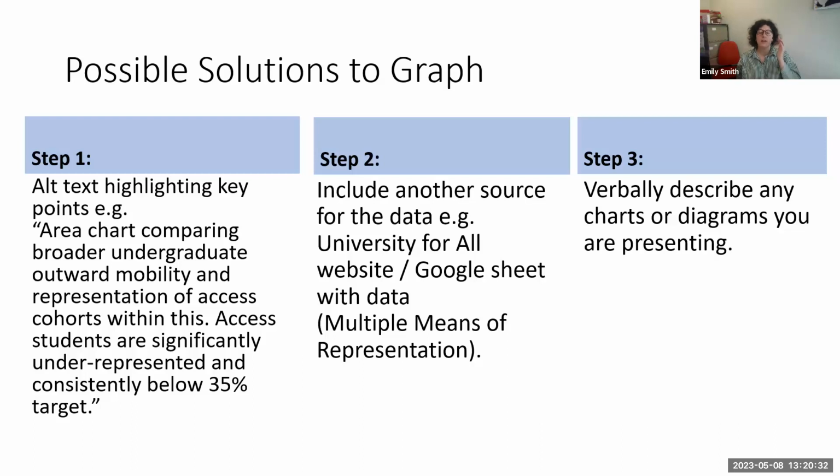Step 2, we're going to give another source for the data. Okay, so we might include a URL to the University for All website, or we might provide a Google Sheet with the data, or we might just include a good old-fashioned table. And if you are presenting this, so if you're in a lecture or if you're at a conference, you should also be verbally describing any charts or diagrams that you're presenting. Same for really any images that are conveying meaning. Okay, so you don't necessarily know who's in your audience. So always sum up what's on the screen.